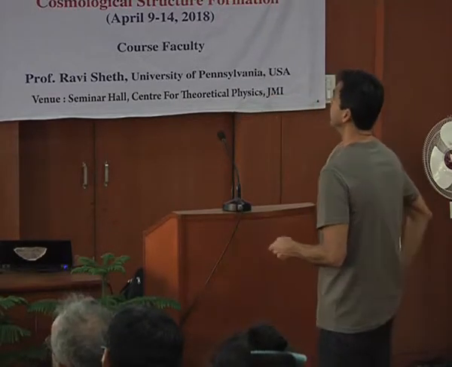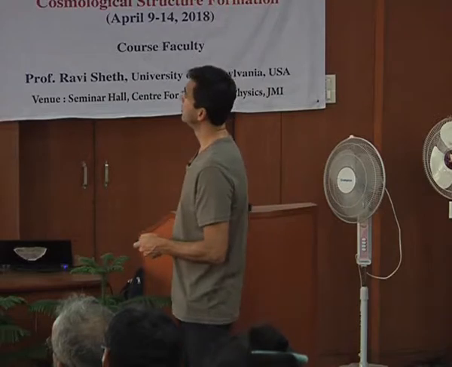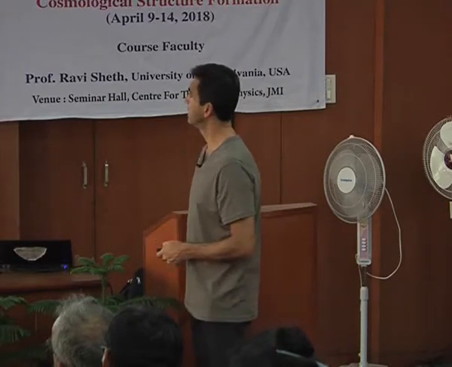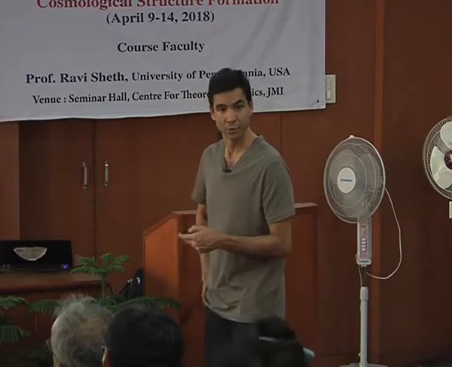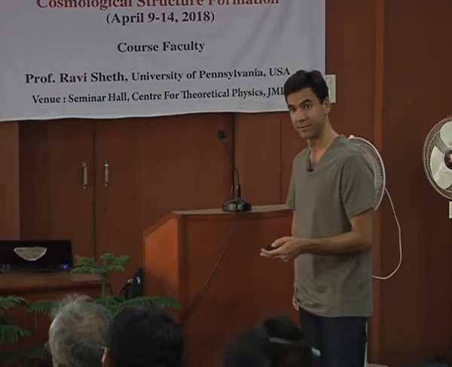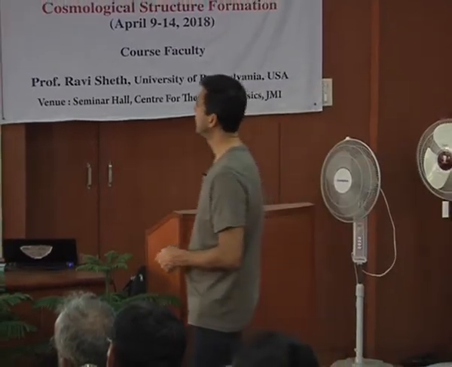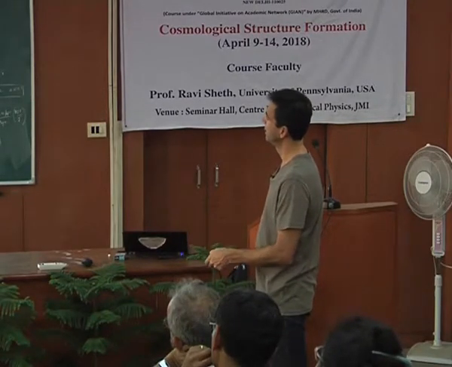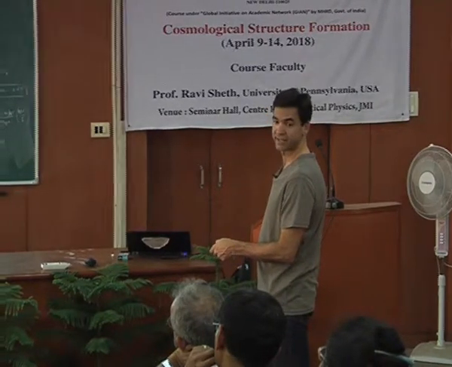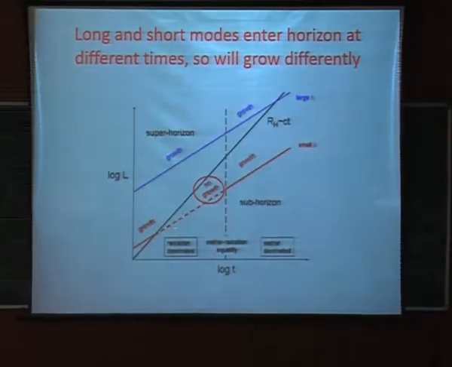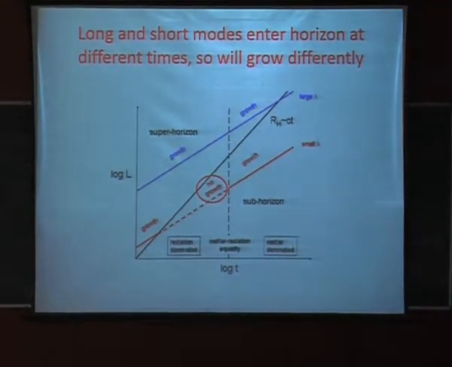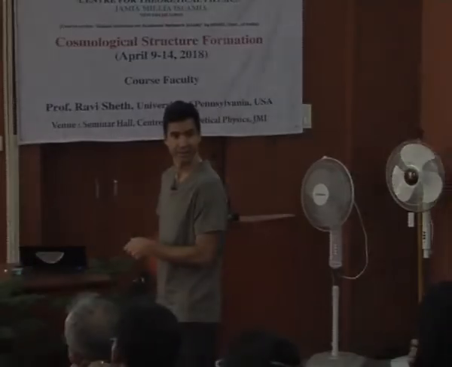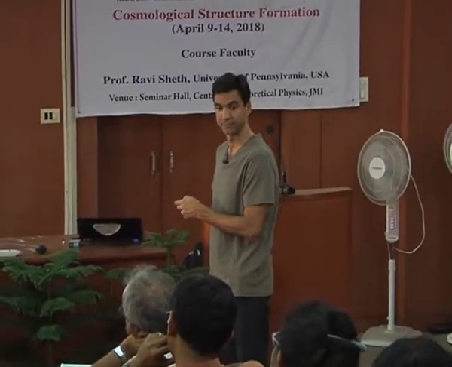Okay. So the long and short modes, after they've entered the horizon, will grow depending on when they entered the horizon. And so this one is showing you matter-radiation equality. If I have a mode that entered during radiation domination, then it won't grow until the universe becomes matter dominated, and then it will start growing. Okay?